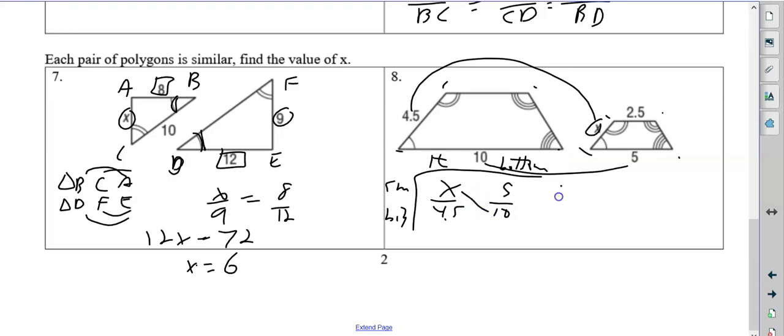So that's going to be 10x equals 5 times 4.5, which is 22.5. Divide by 10, which is just going to move the decimal one place to the left, x equals 2.25. Now, if you notice the shortcut, this is exactly half of this, which means x is half of 4.5. So 4.50 is 2.25 split in two.